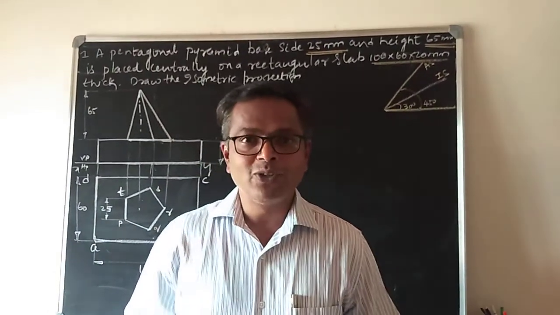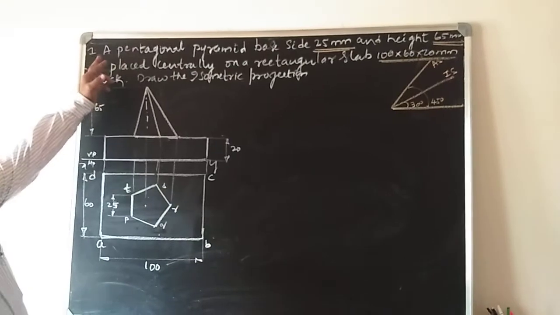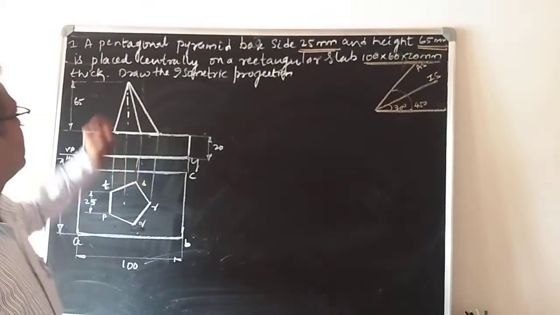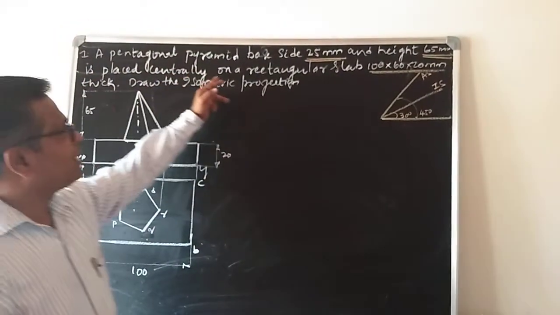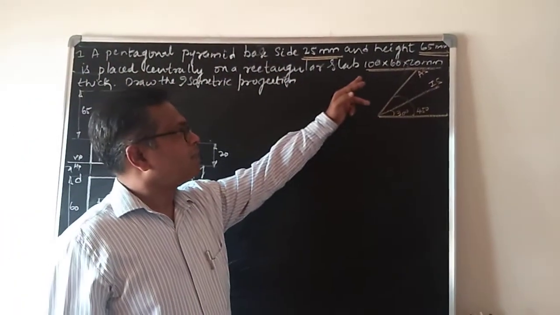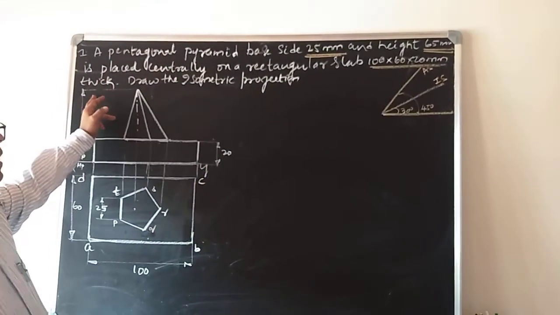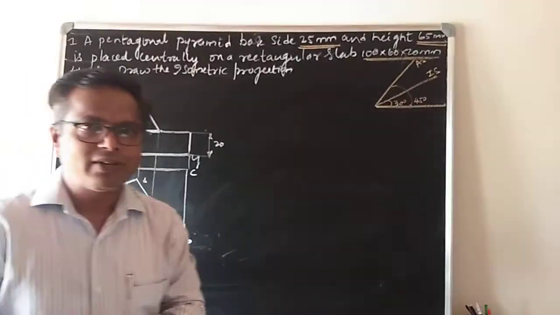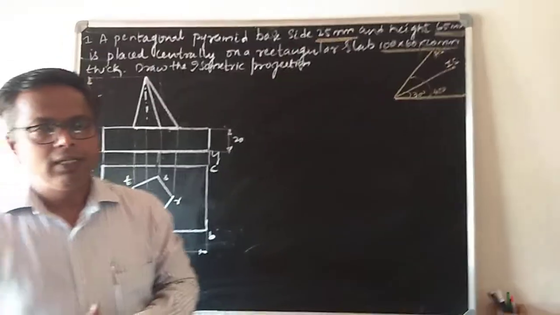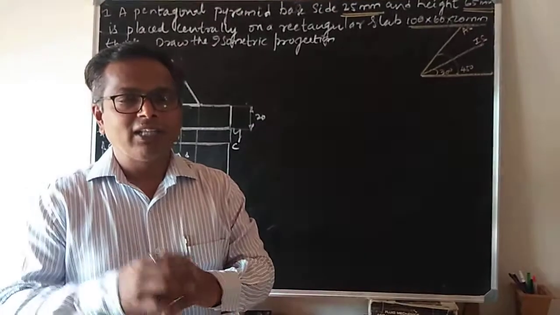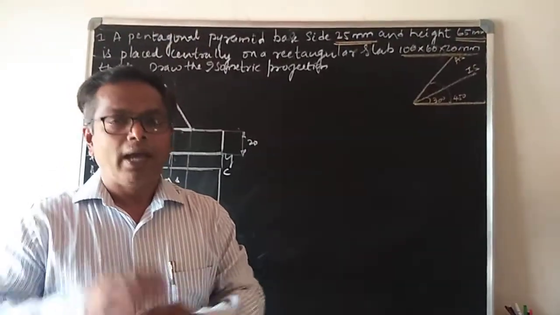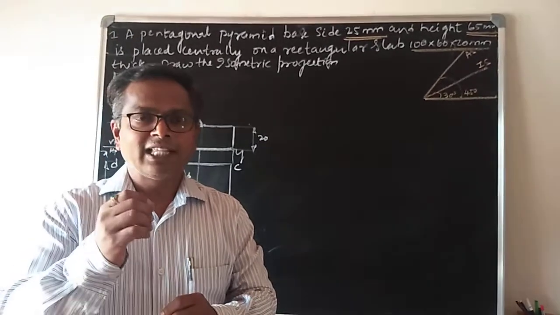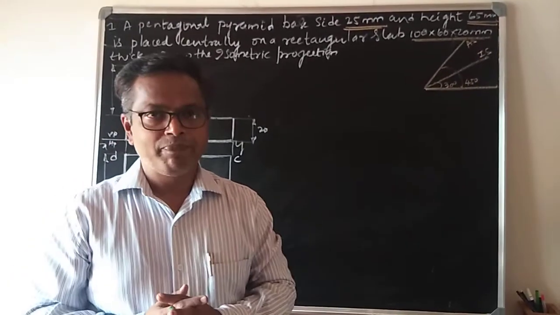The problem goes like this. A pentagonal pyramid, side of base 25 mm, height 65 mm, is placed centrally on a rectangular block 100 by 60 by 20 mm. Draw the isometric projection of the combination of solids. Here you can understand there are two solids. One is called rectangular block, the other is called pentagonal pyramid. Above that rectangular block we have a pentagonal pyramid where both the axes of the solids are collinear.